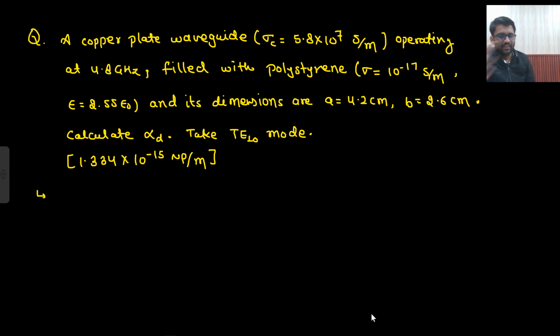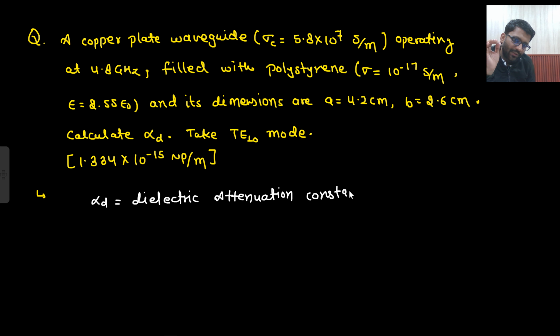Now what kind of questions can be coming? This kind of question can be coming. What they are saying: a copper plate waveguide is there, sigma value is 5.8 into 10 to the power 7, operating at 4.8 gigahertz, filled with polystyrene, sigma value is this much, and its dimensions are this. Calculate alpha d, that means the attenuation constant because of the dielectric. What are they asking? Dielectric attenuation constant. And that is equal to sigma by 2 into eta into under root 1 minus fc by f whole square.